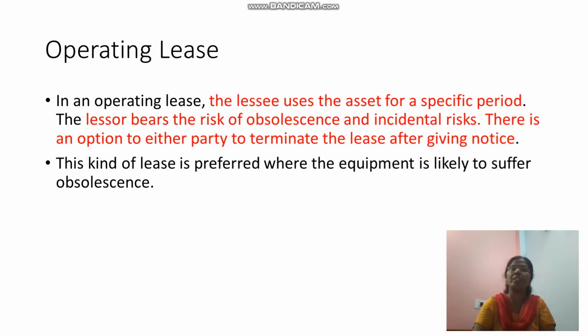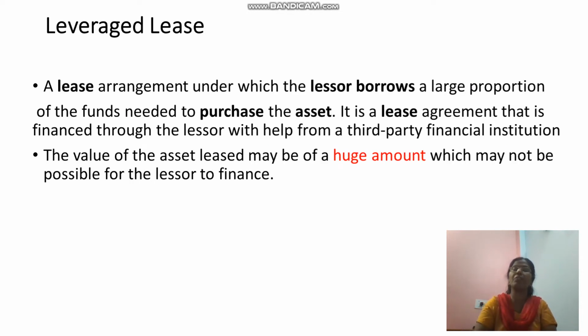Next, operating lease. In this case, what will happen? The lessee uses the asset for a particular or specific period. The lessor bears the risk of obsolescence, including the incidental cost and maintenance cost, everything. There is an option for either party to terminate the lease after giving prior notice. This kind of lease is mostly preferred where equipment is subject to obsolescence. Obsolescence means it is outdated. Leverage lease.